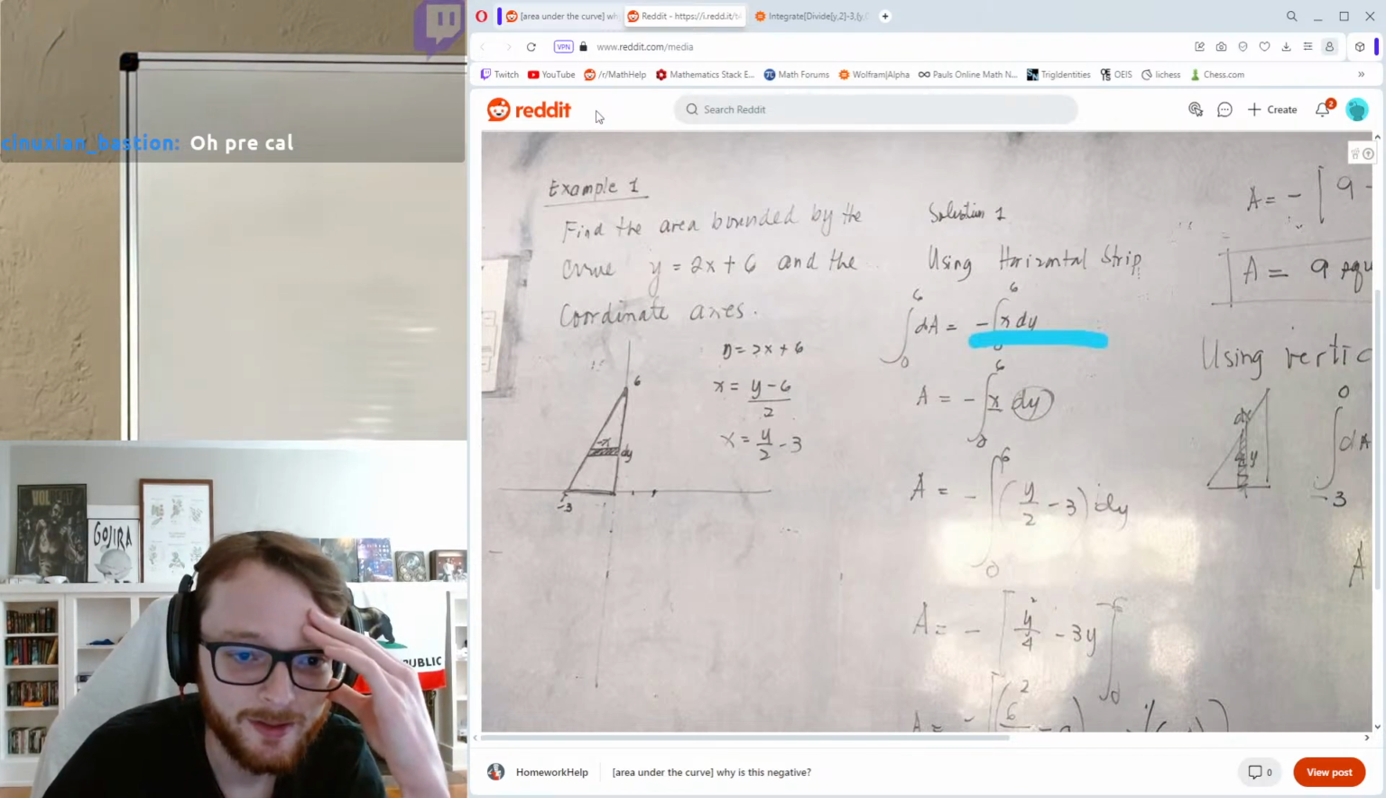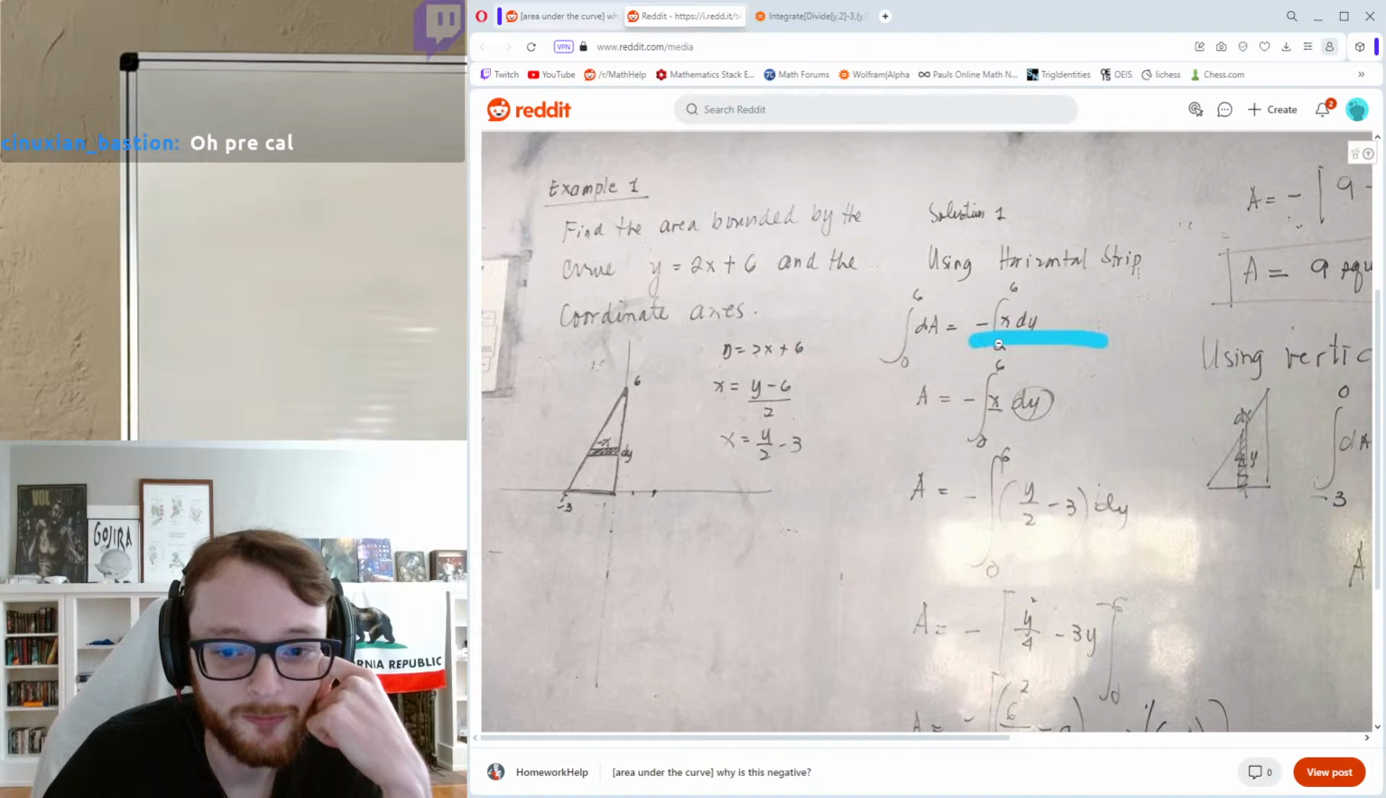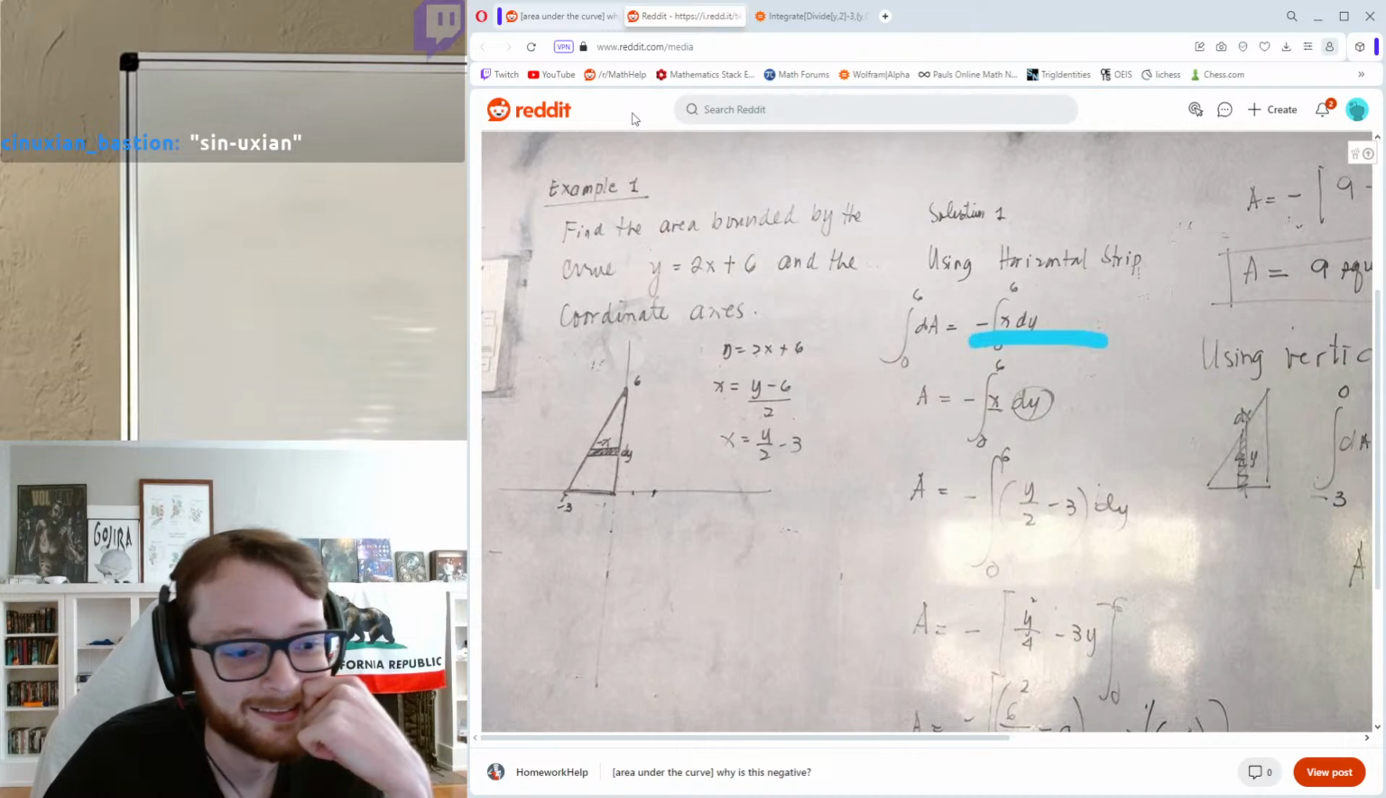Okay, so I think find the area bounded by the curve in the coordinate axes. I feel like it would have been more clear to me if we did the absolute value, if they want the area. Okay. It's all good? Okay.